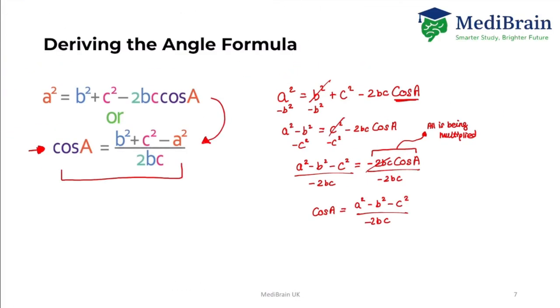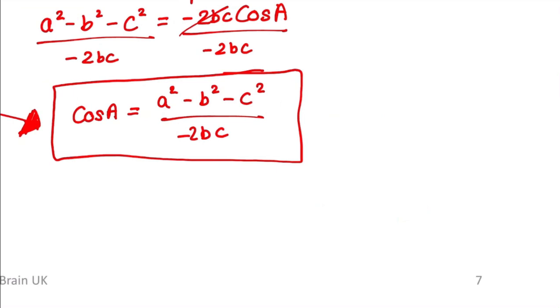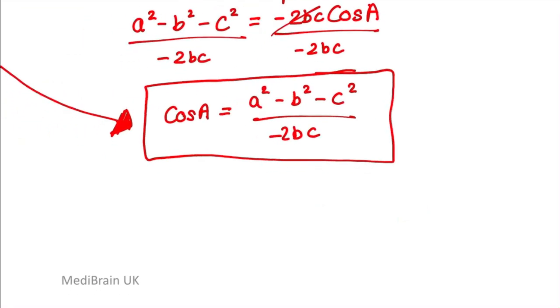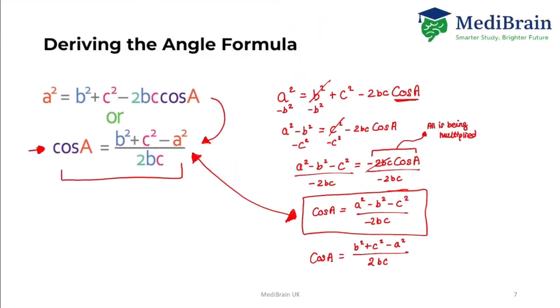This is the exact same thing as the formula over there. Both of these are interchangeable and are exactly the same. I can make this look like that by changing everything that's negative into a positive. If you multiply everything by minus 1, you would get cos A equals b squared plus c squared minus a squared over 2bc. I've changed everything that's positive into negative and negative into positive.